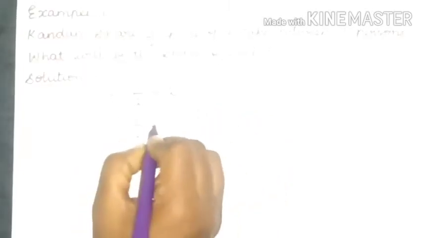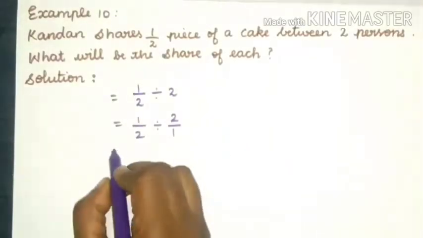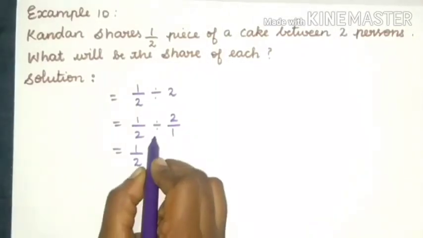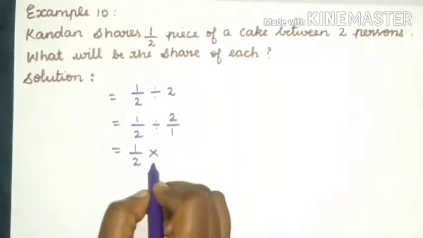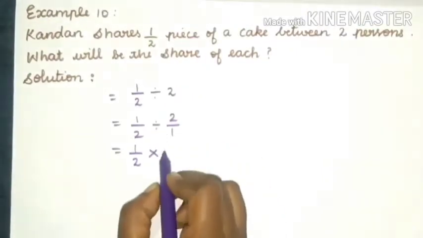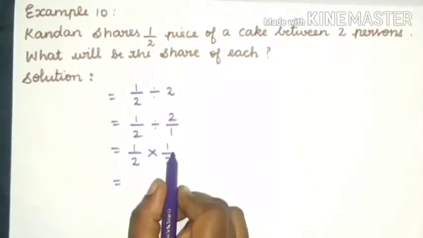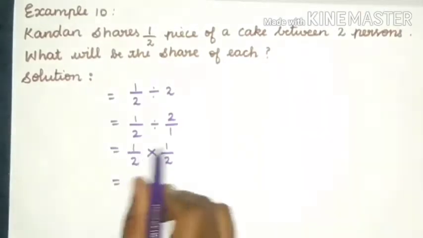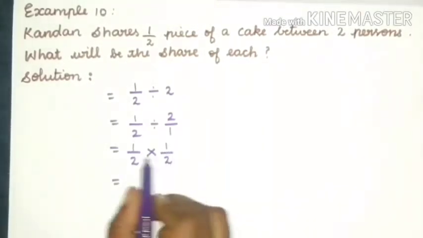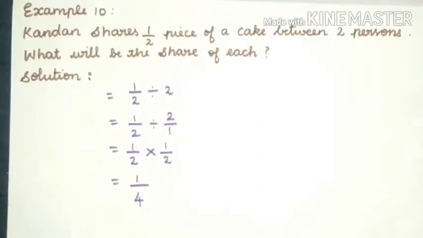1 by 2 divided by 2 can be written as 2 by 1. As you already know, you have to change the division symbol into a multiplication symbol. Then the second fraction, 2 by 1, becomes its reciprocal, 1 by 2. And then you have to multiply numerator and numerator, then denominator and denominator. 1 ones are 1, 2 twos are 4. So each will get 1 by 4th piece of a cake.